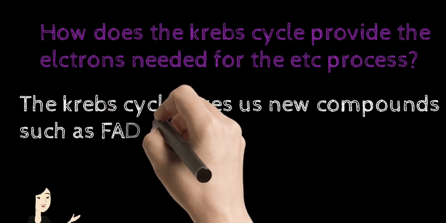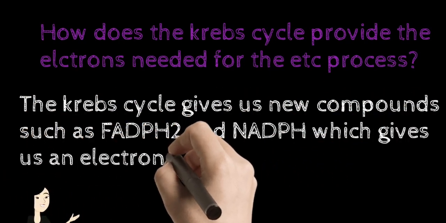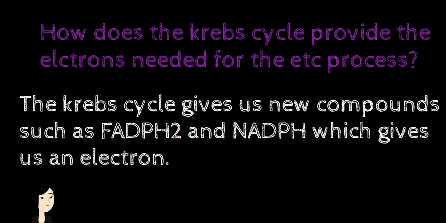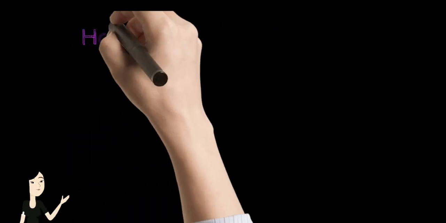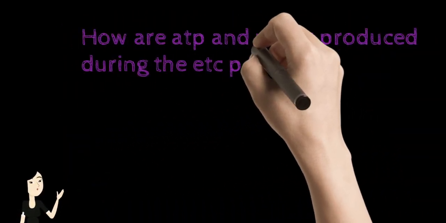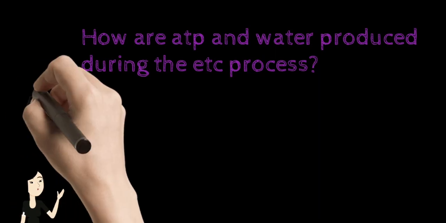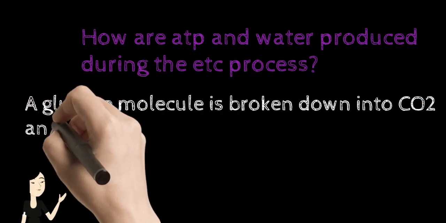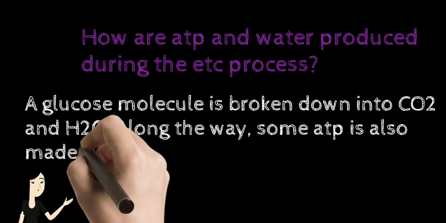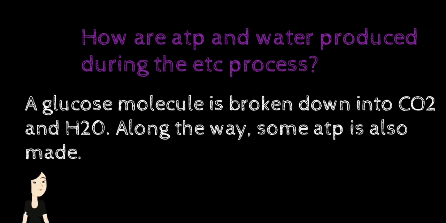How does the Krebs cycle provide the electrons needed for the ETC process? Well, the Krebs cycle gives us new compounds such as FADPH2 and NADPH, which gives us an electron. How are ATP and water produced during the electron transfer chain? A glucose molecule is broken down into CO2 and H2O. Along the way, some ATP is also made.